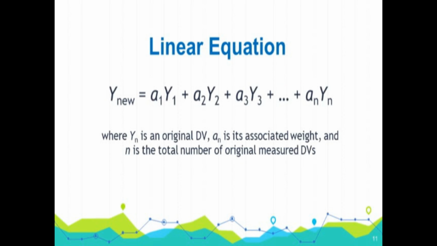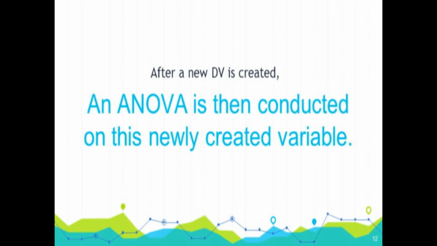This is an illustration or an example of a linear equation. By developing this linear equation where each measured dependent variable has an associated weight, and when combined and summed, it creates maximum separation of group means with respect to the new DV. After that new DV is created, an ANOVA will then be conducted on this newly created variable. A specific example will be discussed further by my partner, Sir Chris.